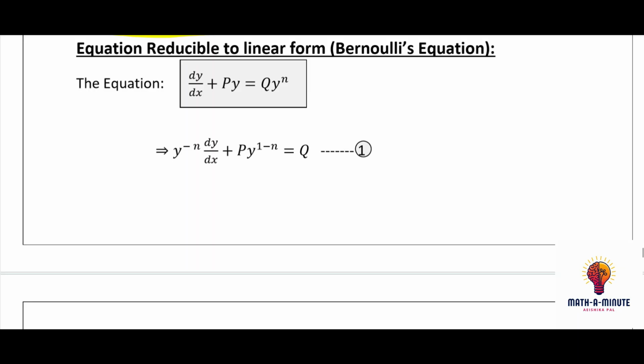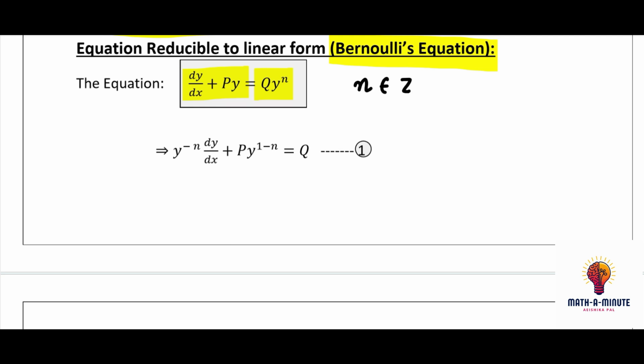In this video, we will learn, if there is a differential equation which is not linear, how to reduce that non-linear equation to a linear form. This format of the differential equation is known as Bernoulli's equation. The format is dy/dx + P y = Q y^n. This n can be any integer.